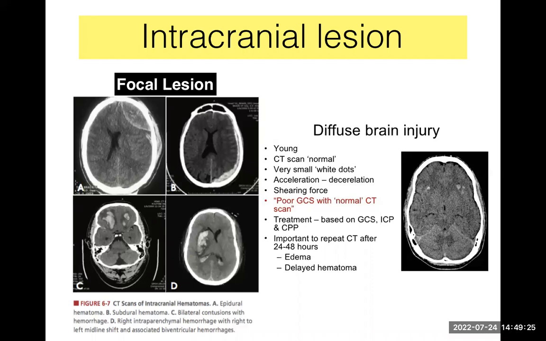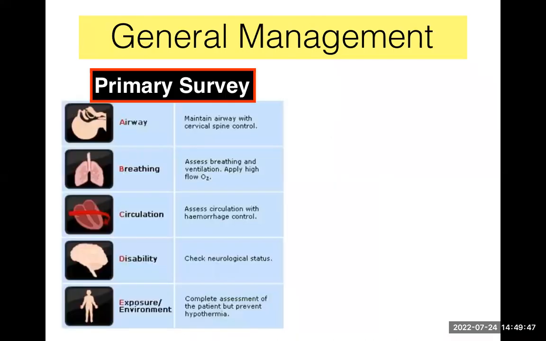The patient typically will present to us with poor GCS, but with a so-called normal CT scan, and the treatment is basically based on GCS, ICP, and CPP monitoring. And it is of paramount importance to repeat the CT brain after 24 to 48 hours to reassess the trauma that may be present.